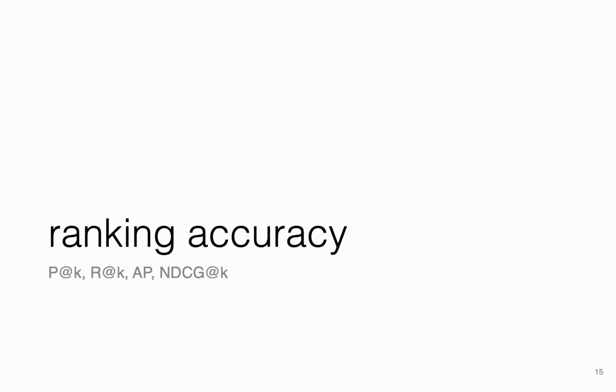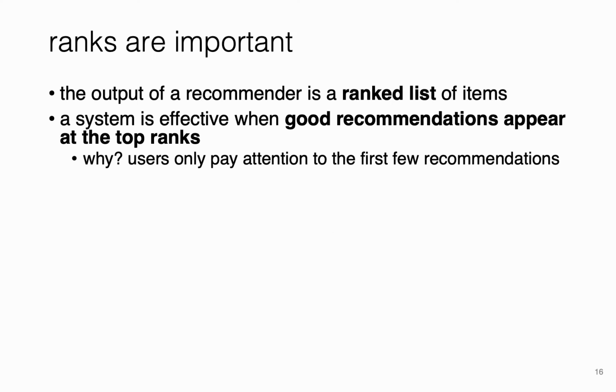The last type of system accuracy is ranking accuracy. Here we'll be talking about precision and recall at specific ranks, talk about average precision, and normalized discounted cumulative gain. It is important to understand that ranks are crucial. What we typically get from a recommender is a ranked list of items.